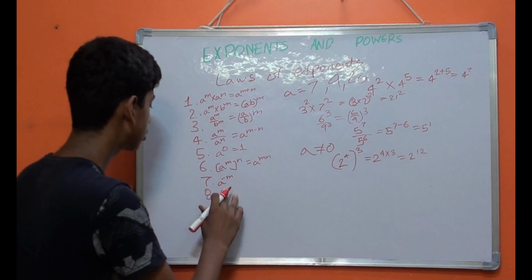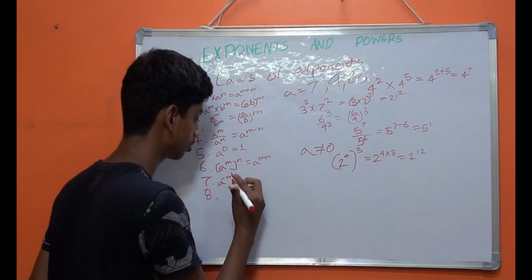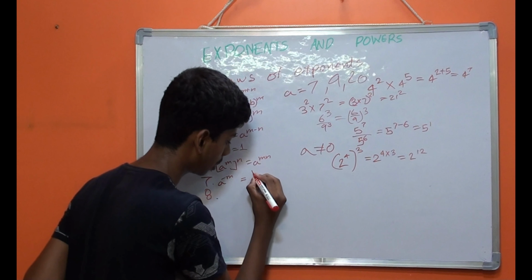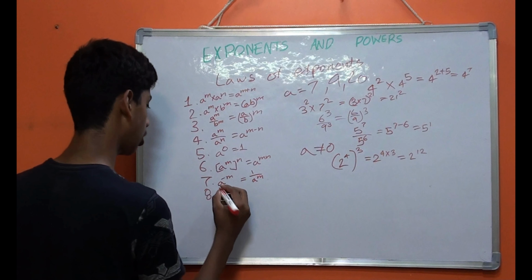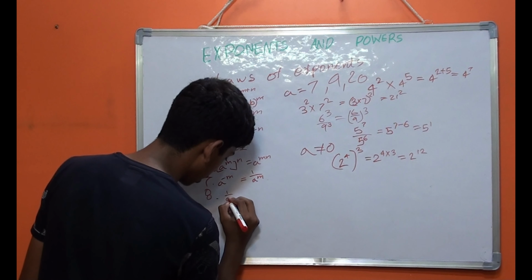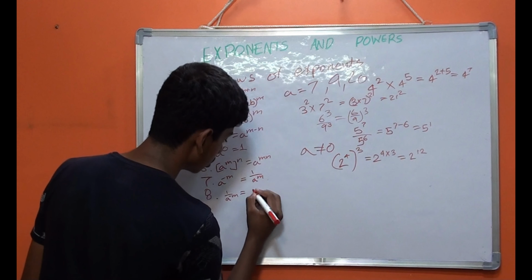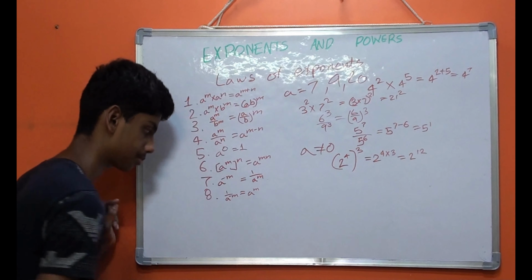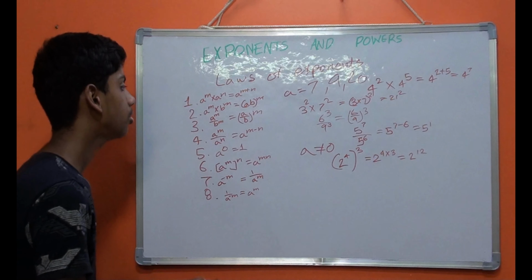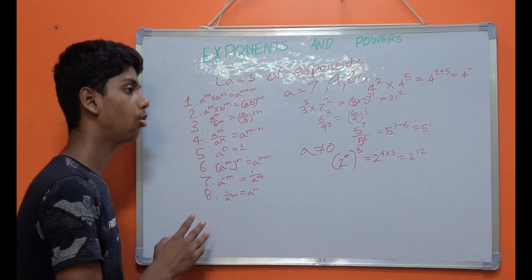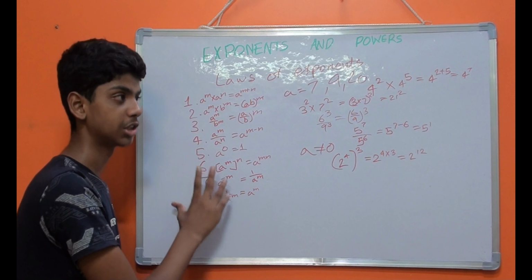Before you have seen about this negative exponent, so this would equal 1 by a power m, and here 1 by a power minus m equals a power m. So friends, these are the laws of exponents. Now we will be learning how to use them in questions.